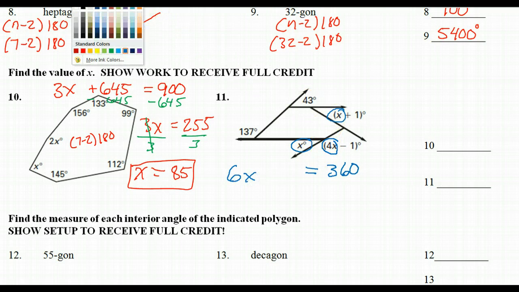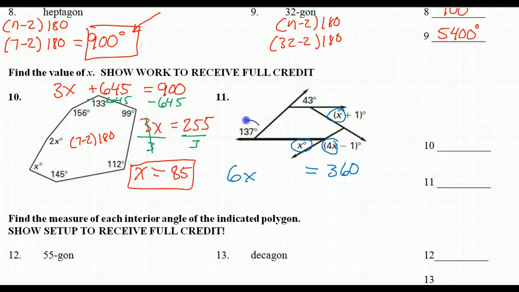Now the constants. The constants are 137 and 43 and positive 1 and negative 1. Of course, positive 1 and negative 1 just cancel each other out. But 137 plus 43, well, that turns out to be 190. So I've got 6x plus 190 is equal to 360. So it is time to subtract 190 from both sides.